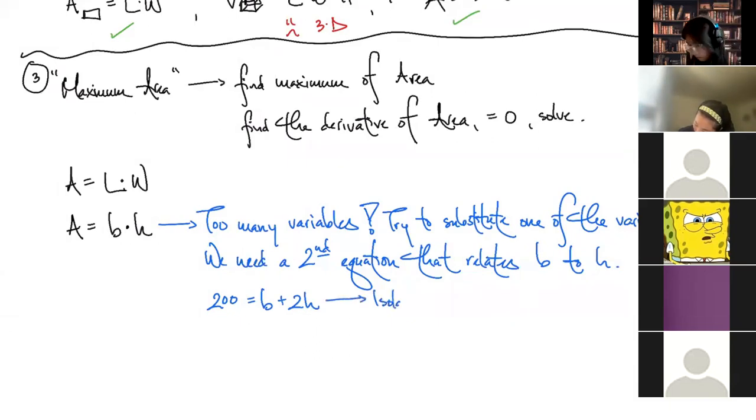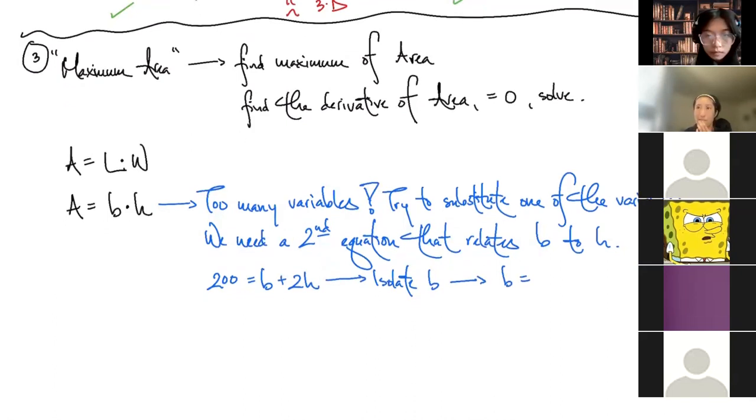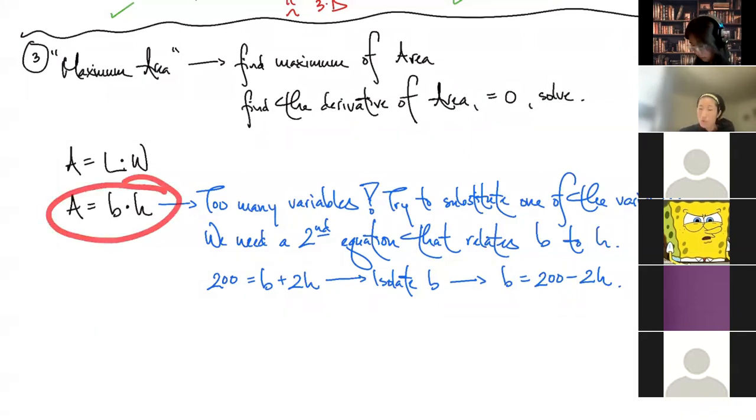So let's isolate B. And so that means B equals what? What do we get when we isolate B? 200 minus 2h. Beautiful. Okay. So all we did was subtract that 2h to both sides and check out what we have. We have an expression for B. Now this area equals base times height. Our problem was that it had too many variables. But instead of writing B, I can replace it with 200 minus 2h. Okay, so that's what we're going to do right now.